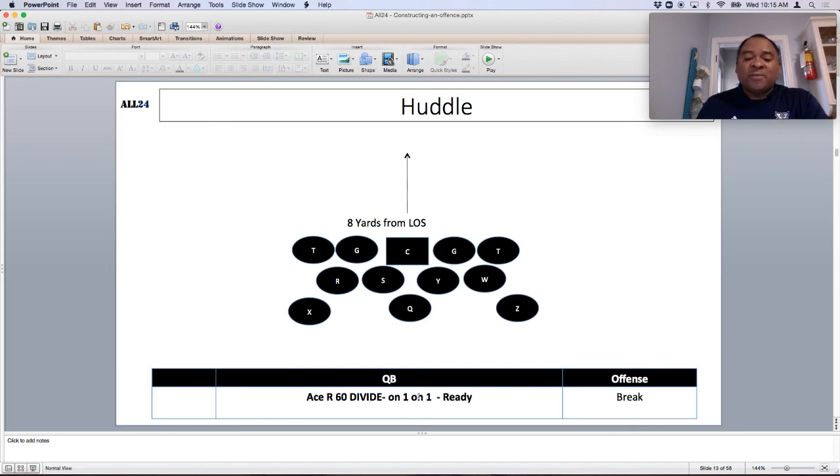While in the huddle, the quarterback's going to give the instruction or the play call. In this example, you have ace right, 60 divide on one, ready, and everybody says break on the ready. Everybody claps their hands and says break on the ready, and you can do different things that way. But again, some coaches like to call the play call twice in the huddle. It's entirely up to your choice.